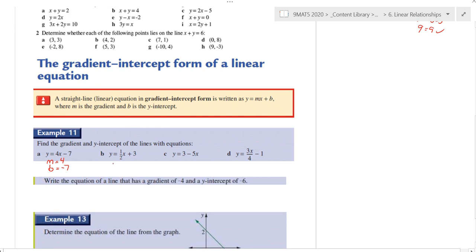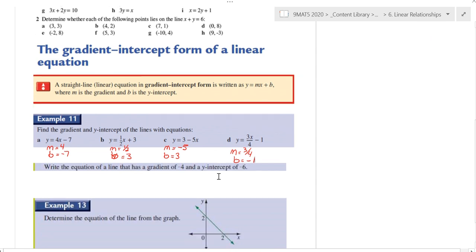This next one, m is equal to a half. b is equal to plus 3. The next one, I'm looking for the number in front of the x. m equals minus 5. b equals 3. Finally, I look at what's in front of the x. I actually have 3 over 4 times x, so that's my m. My b on this occasion is minus 1.